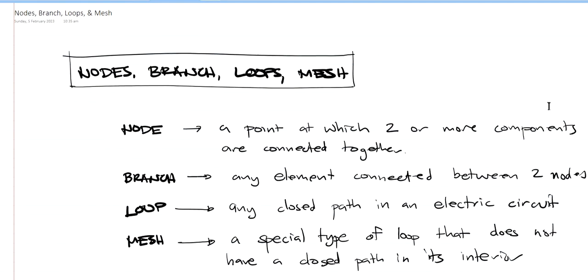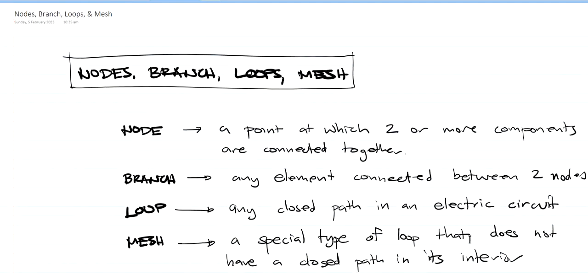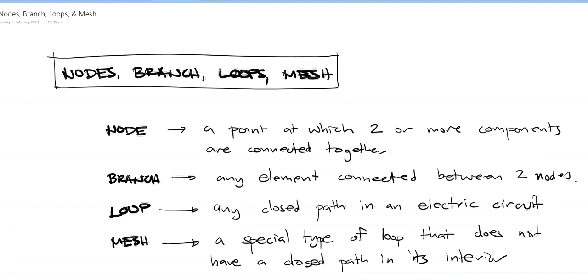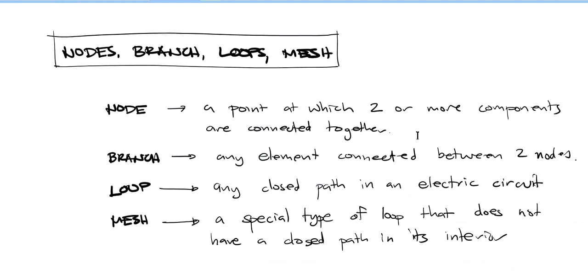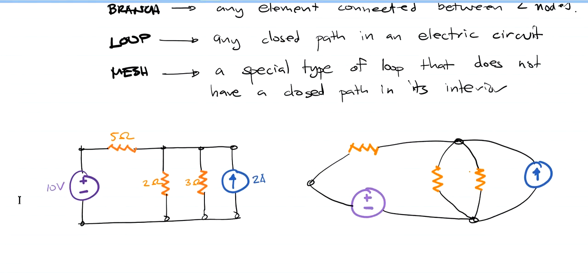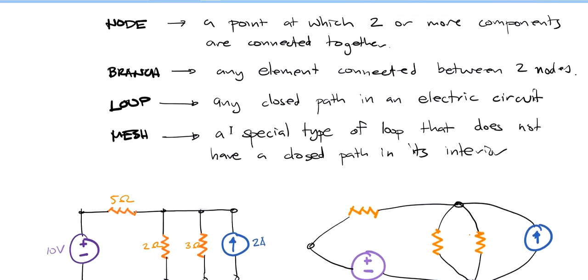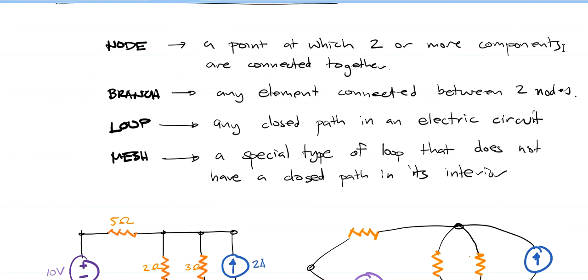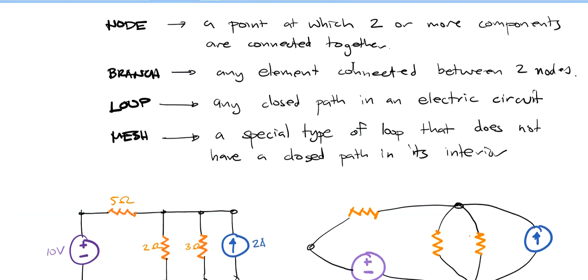Okay, so now let's talk about nodes, branches, loops, and meshes. Because in the study of electric circuits, we also need to be familiar with these terminologies. Right, so when I say node, it is a point at which two or more components are connected together. Let's say here's our circuit right here. Now, when I say a point at which two or more components or elements are connected to each other.